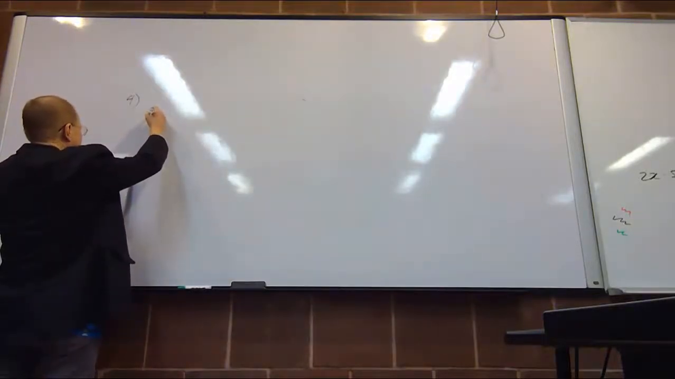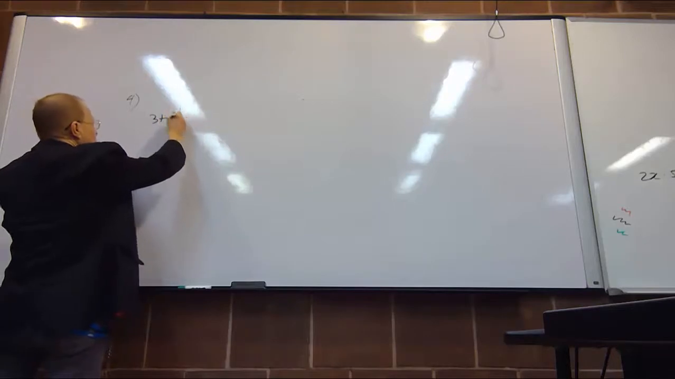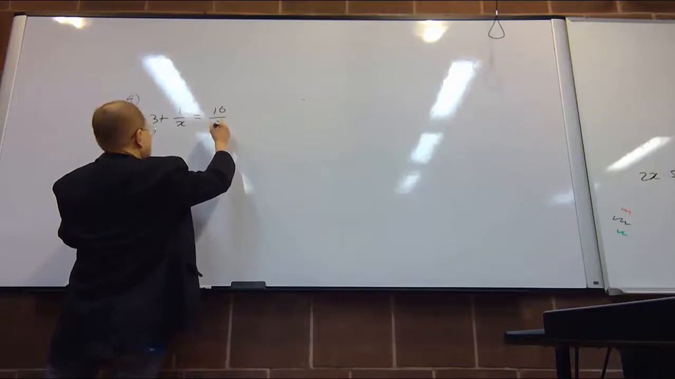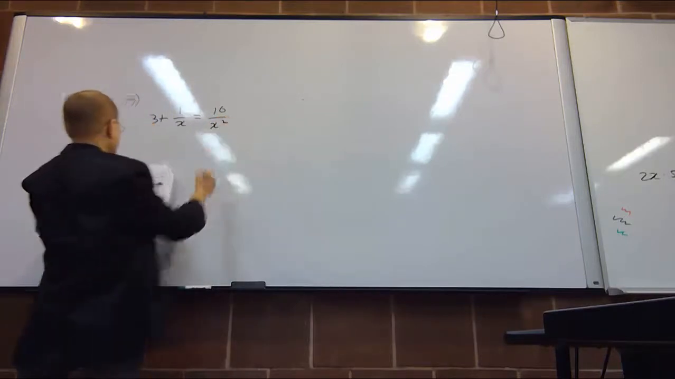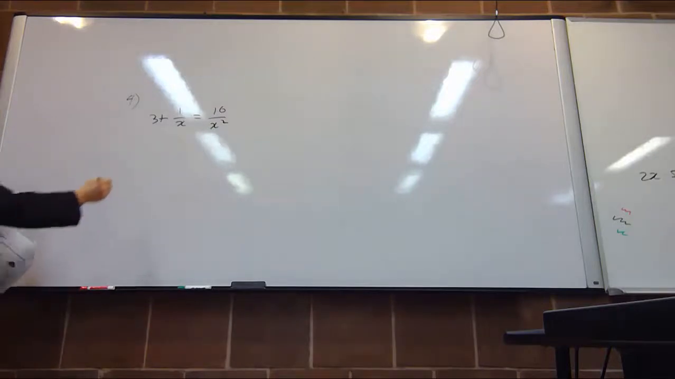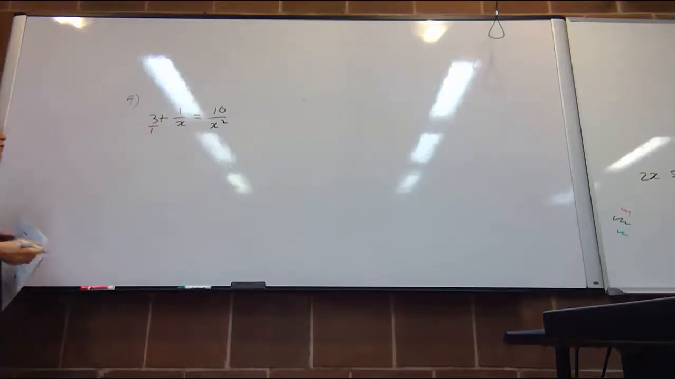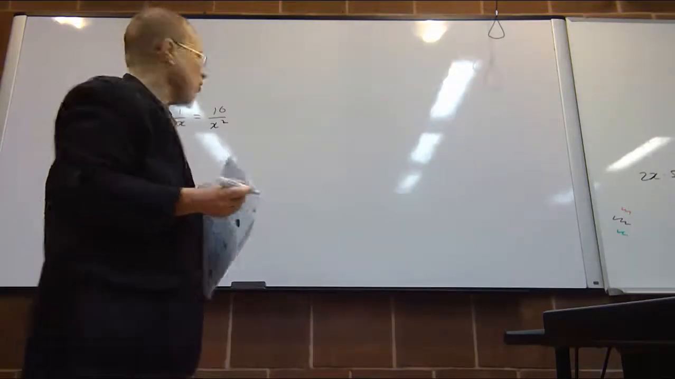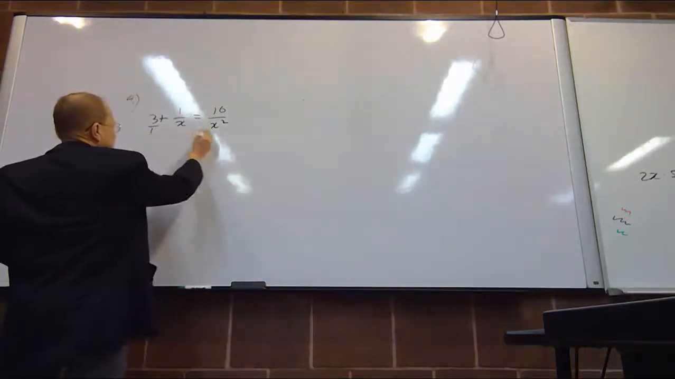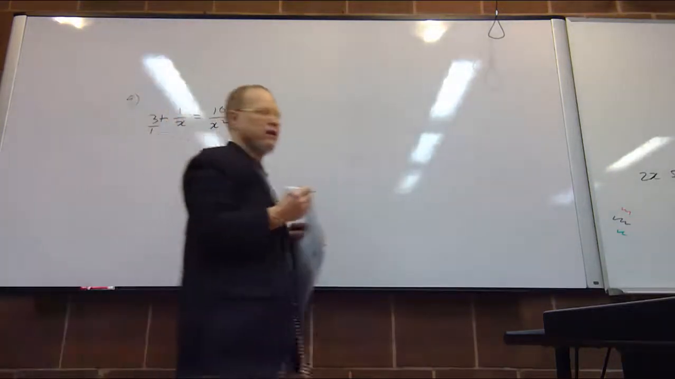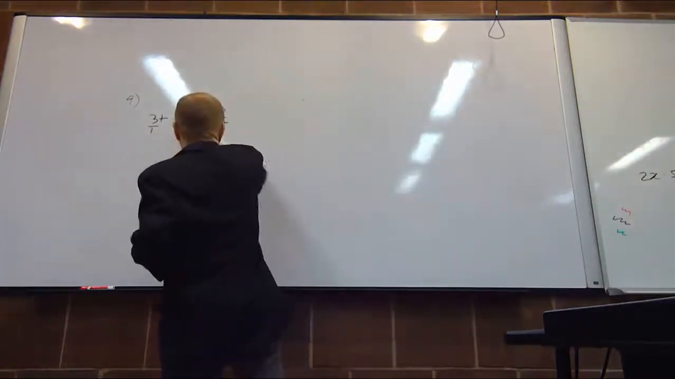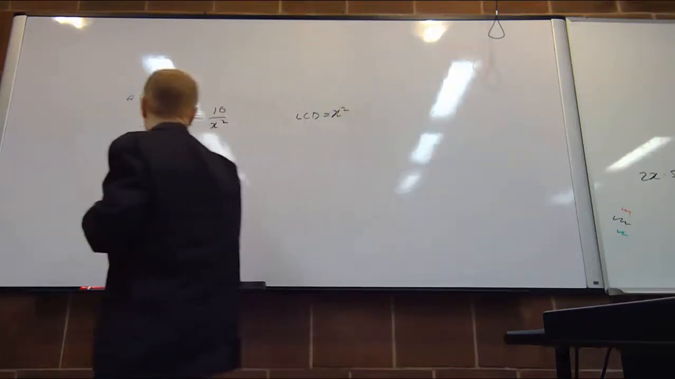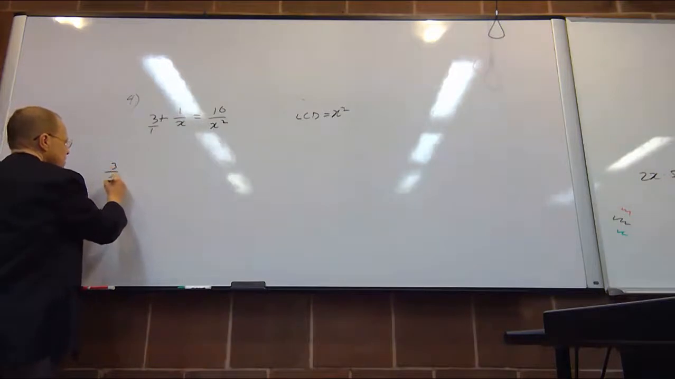So we're going to solve 3 plus 1 over x is equal to 10 over x squared, okay? So just by looking at this, and again, I'll put the 1 there so we know the difference between what's our numerator and what's our denominator. So what we're going to do is we're going to see what our lowest common denominator is and clear our fraction and clear our denominator. So lowest common denominator is equal to x squared.